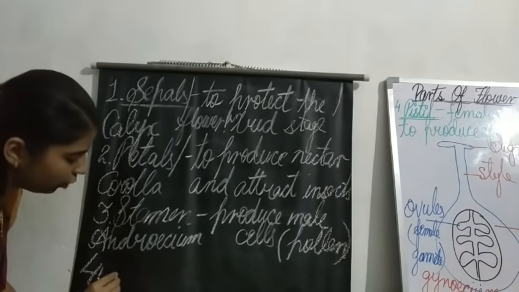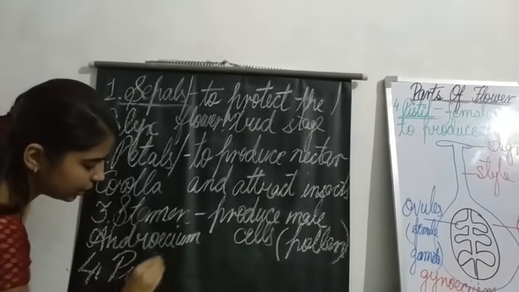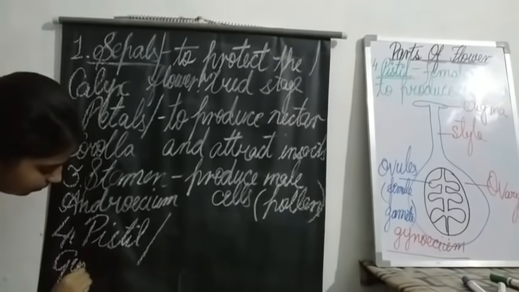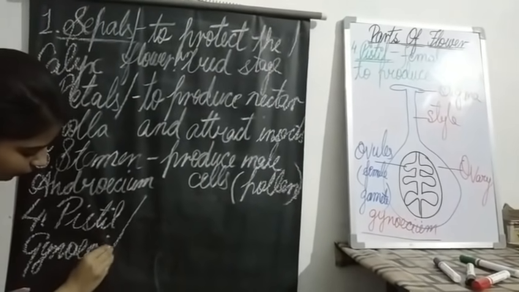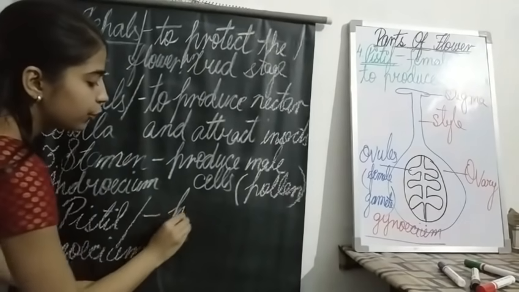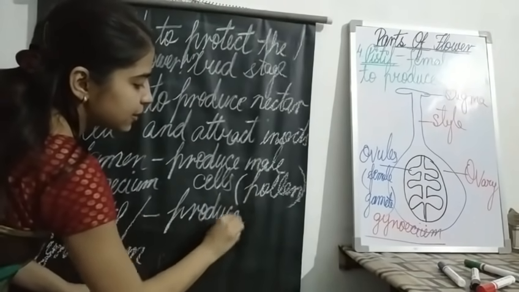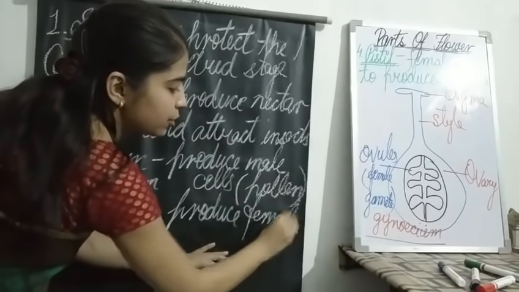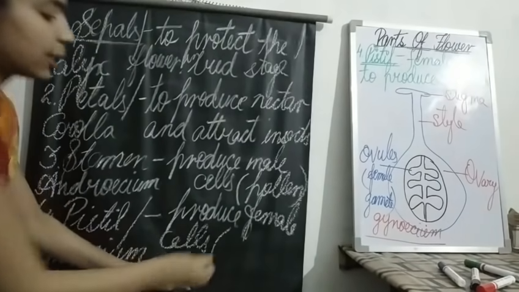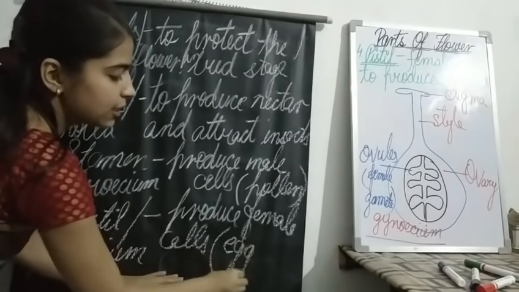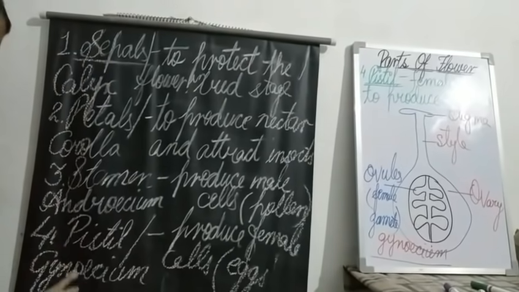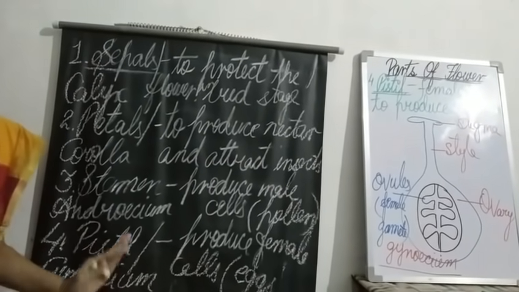Now, the last whorl of the flower that opens up is your pistil. The other term for pistil is gynoecium. The main function of the pistil is to produce female cells, or female eggs, and these are produced inside the ovules. Clear? So this is the function of different parts of a flower.